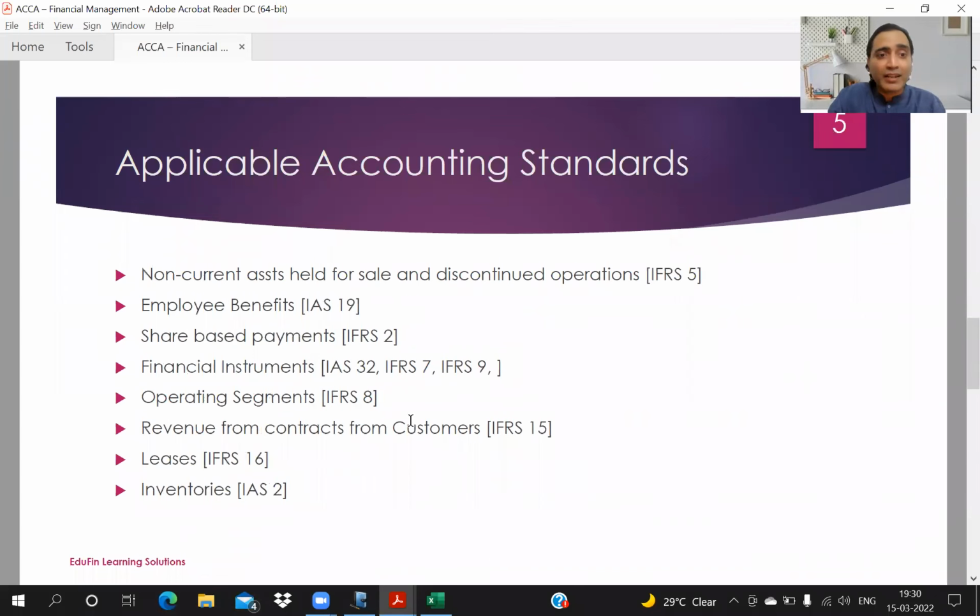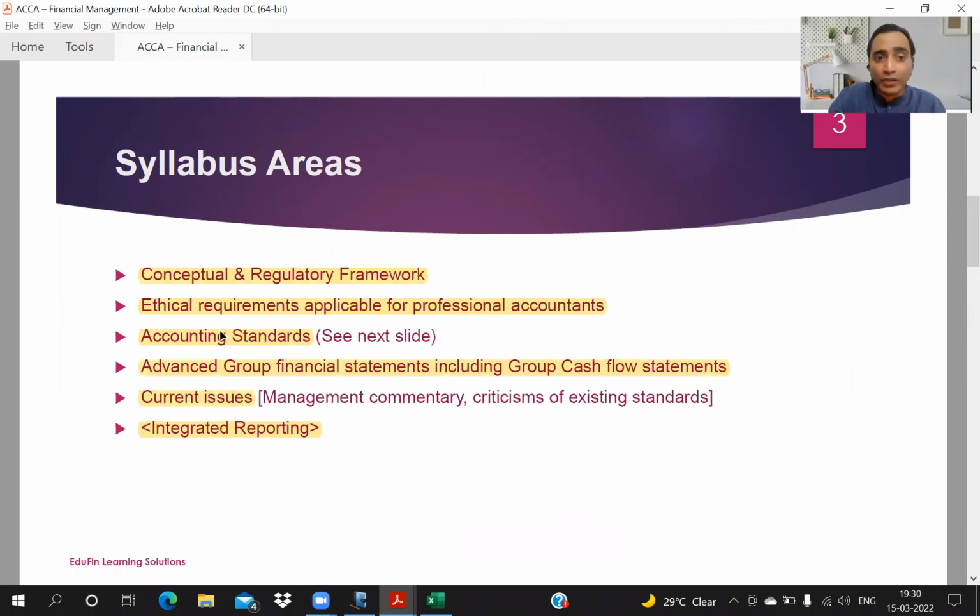So my dear students, these are the accounting standards per se that we are going to learn. Please understand that each of these accounting standards has been set on the conceptual framework. That means it's better to fully understand the conceptual and the regulatory framework first before we move on to the accounting standards. And of course, as you can see, advanced group financial statements and group cash flow statements are themselves based on accounting standards. The applicable standards here are IFRS 3, especially related to goodwill, and IFRS 10, which exclusively talks about the consolidation of the financial statements, the group financial statements.